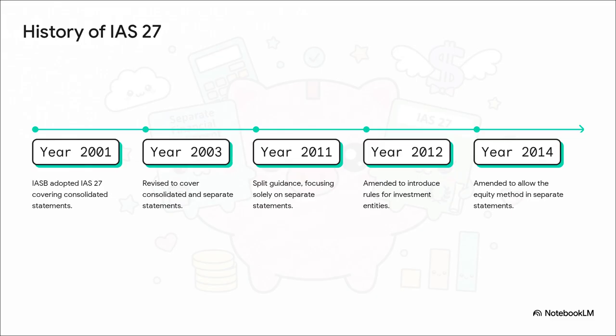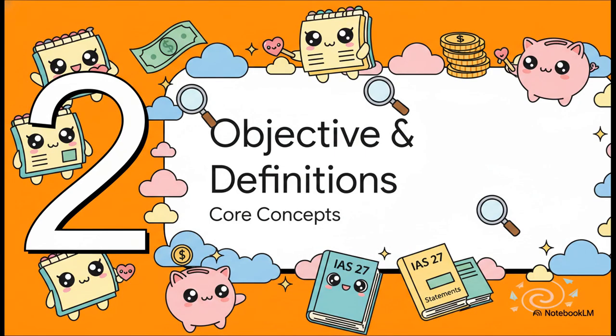Later on, amendments in 2012 brought in special rules for investment entities, and in 2014, it was updated yet again to allow the equity method. So it's really been a journey from a broad, catch-all standard down to the highly focused guide we use today. Moving right along to Section 2, Objective, Scope, and Definitions.